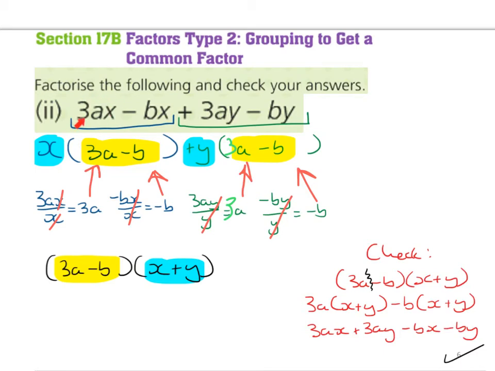So we had 3ax, and there we have 3ax. Then we had minus bx, and there's our minus bx. Then we had plus 3ay, there's our plus 3ay. And then we had minus by, and there's our minus by. So they might be in a slightly different order, that does not matter. So we know that our answer, 3a minus b times x plus y, is correct.